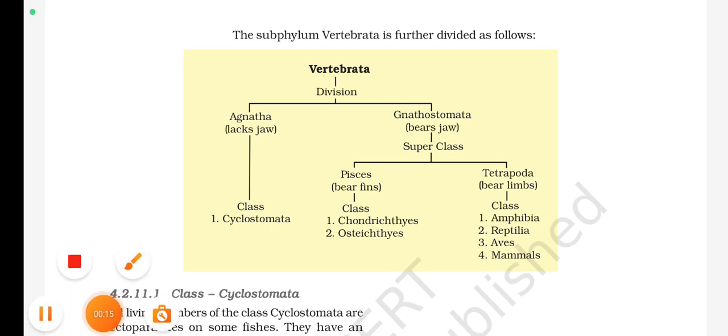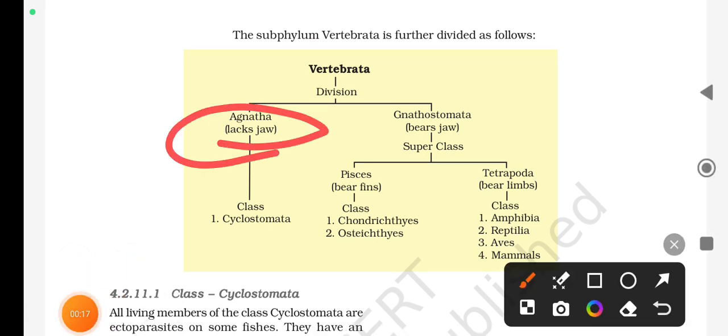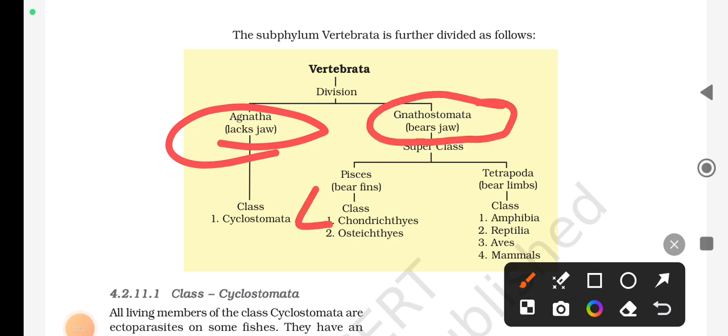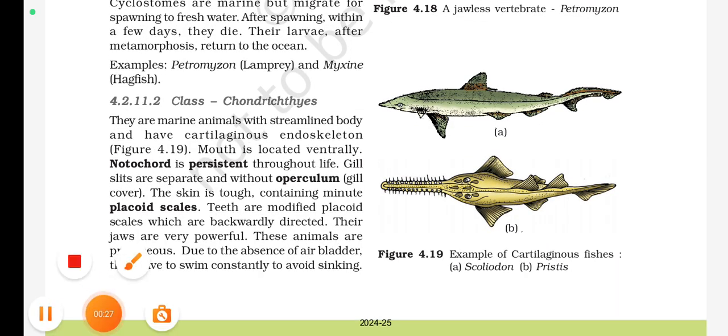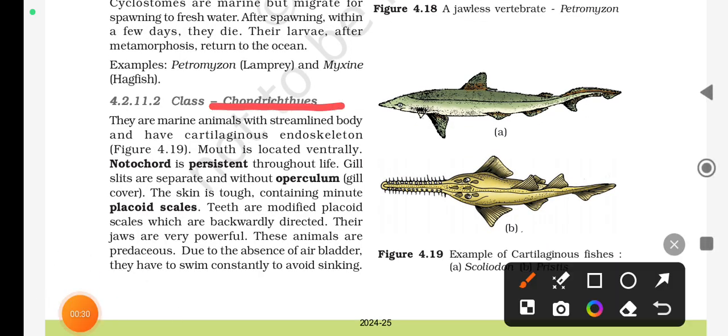In my last class, I told you about the classification of Vertebrata and we completed the Agnatha group, and in Gnathostomata, we have completed Chondrichthyes, the class of Pisces. Why do we call it Chondrichthyes? Because they have a cartilaginous endoskeleton.